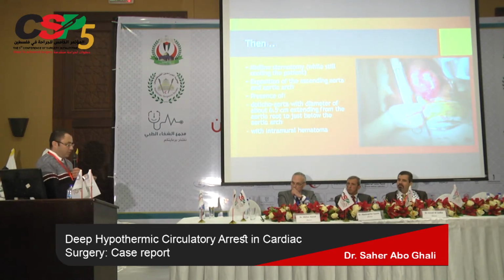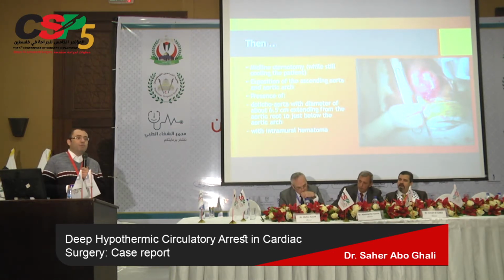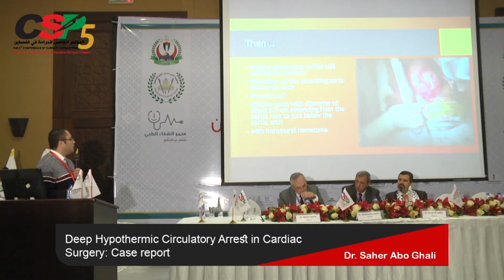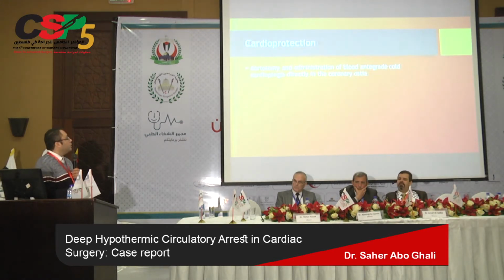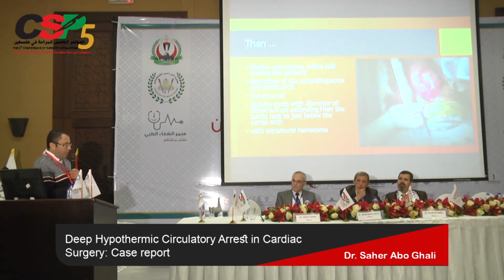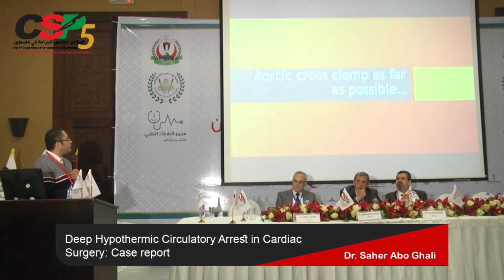When we opened it, we found this aorta, which is dilated in the bulbus, and it's really long. This is called dolichoaorta, and it is typical of Marfan syndrome. We measured it, it was about 6.5 centimeters, extending from the aortic root to just below the aortic arch. When we moved the aorta to the other side, the posterior side, there was an intramural hematoma. So we started the operation.